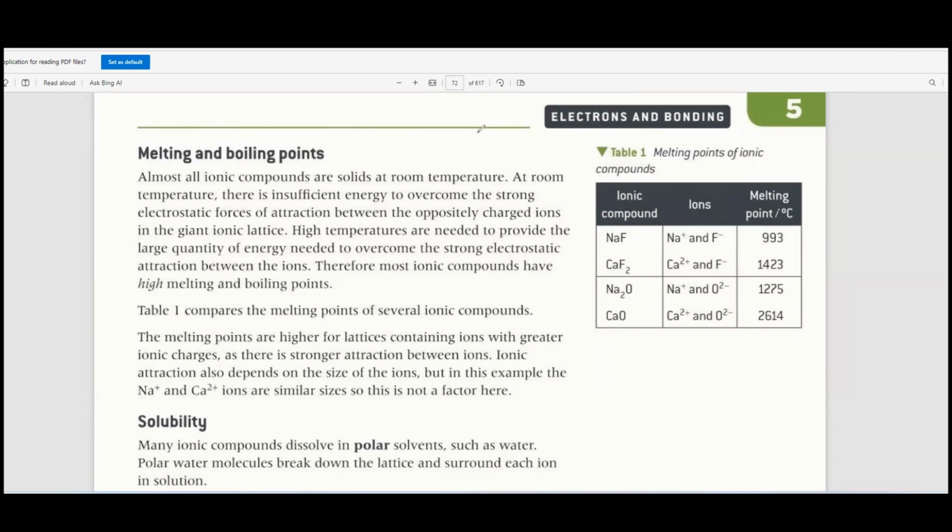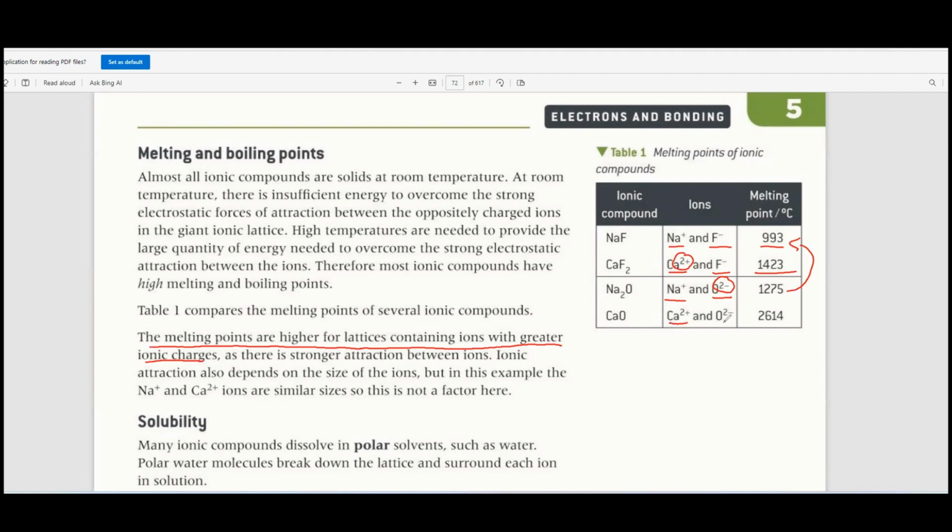Table one compares the melting points of several ionic compounds. I don't think you need to remember the numbers, but the melting points are higher for lattices containing ions with greater ionic charges. This is what you should know. If you see here, this has just one positive and one negative, so the melting point is lower compared to Ca2+ and F-, because this charge is higher than just a single positive. Similarly, this is sodium, and this one has two negative on it, so it's higher than this one at least.